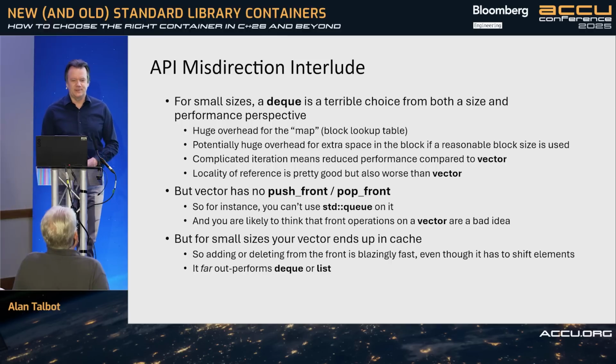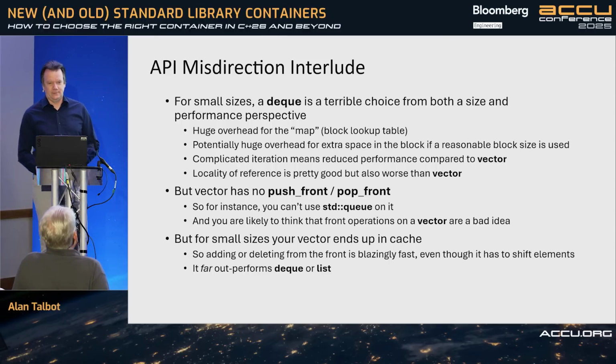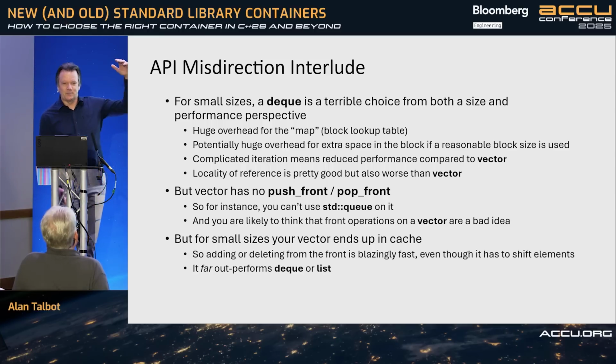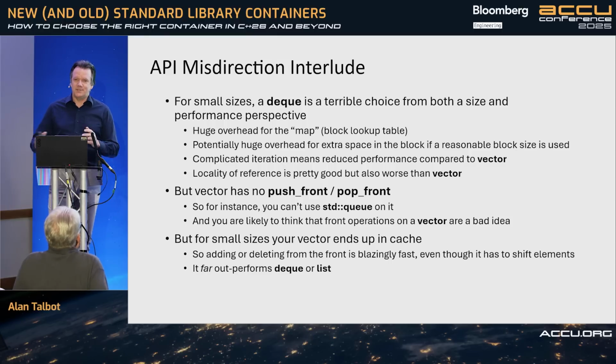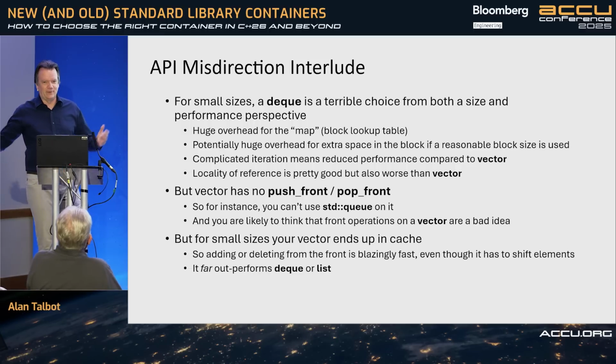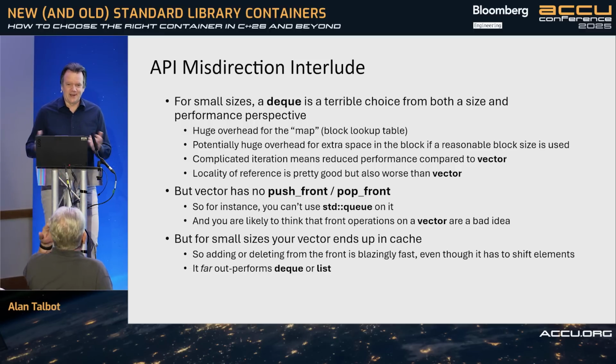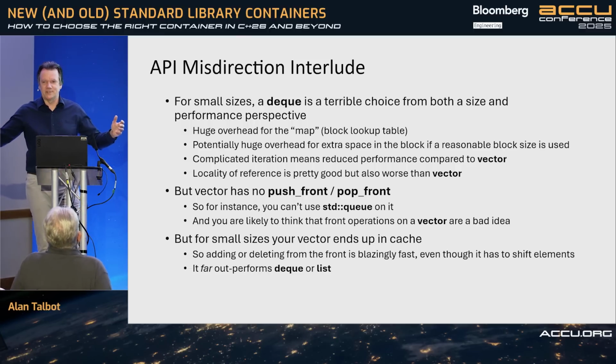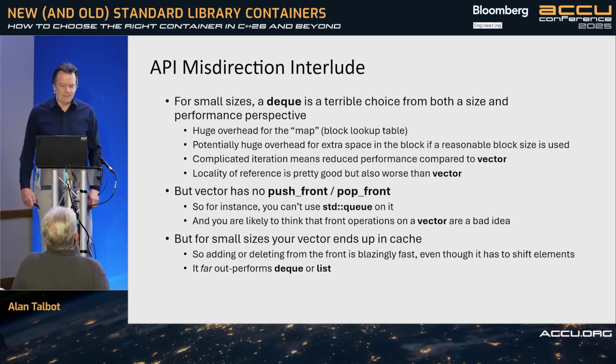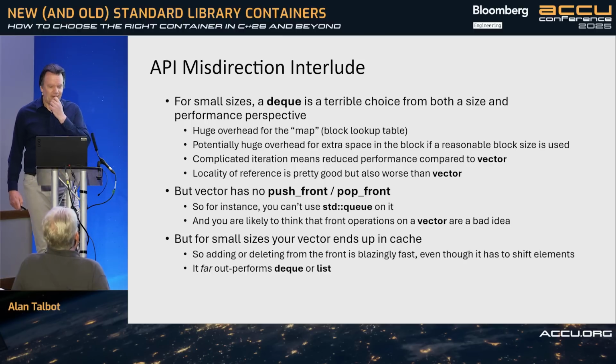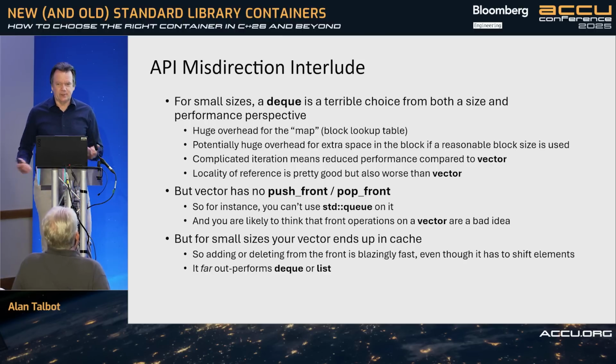But unfortunately, it's time for our first misdirection interlude. For small sizes, deque is awful, right? You can see why. It's got this big map structure. The blocks, if they're reasonably sized, say you have a list with 10 elements and the default block size is 256 elements. I mean, there's all this overhead. And locality of reference and iteration are good, but they're not as good as something like a vector.